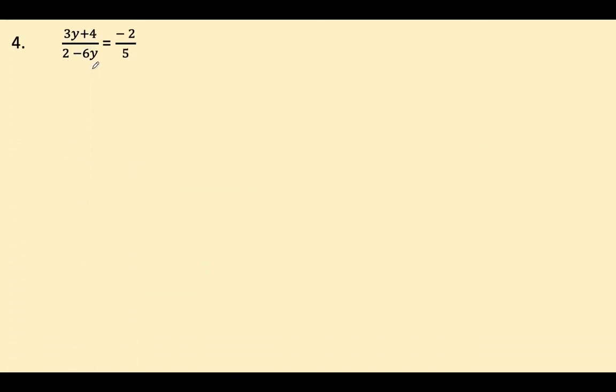(3y + 4)/(2 - 6y) = -2/5. So what we have is (3y + 4)/(2 - 6y) equal to -2/5. When we want to solve this, what are we going to do? We are going to cross multiply.